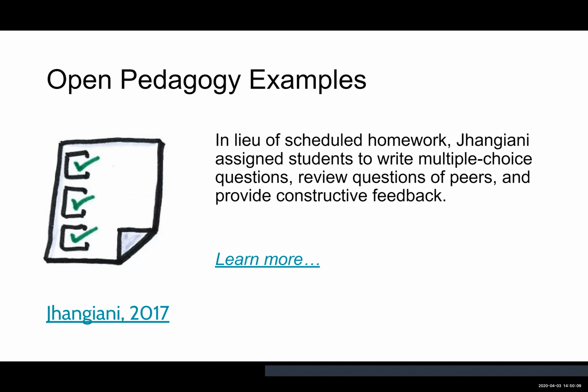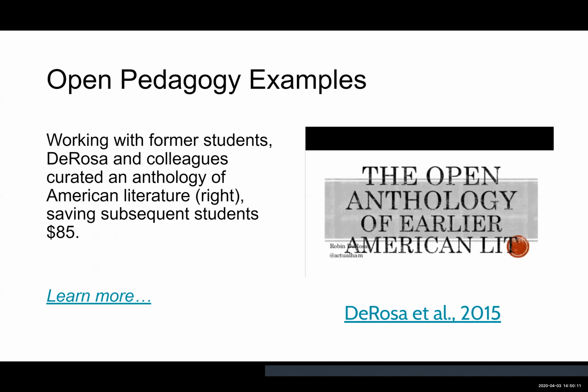Next slide. We see that pioneers like Robin DeRosa have worked with her former students and colleagues to put together resources like the Open Anthology of Early American Lit. Students, as part of their course projects, find sources that can go into a repository or a book. DeRosa demonstrated that this product could be used in lieu of a traditional reader, saving students $85 per student per semester.